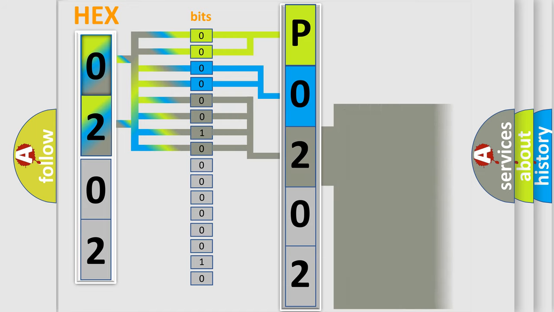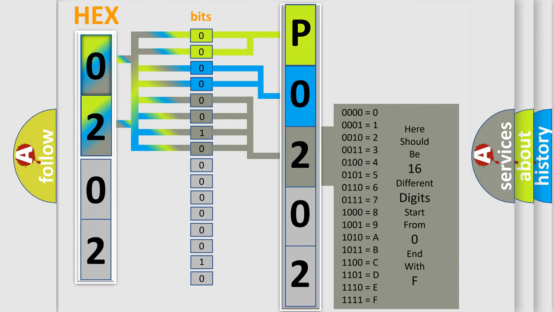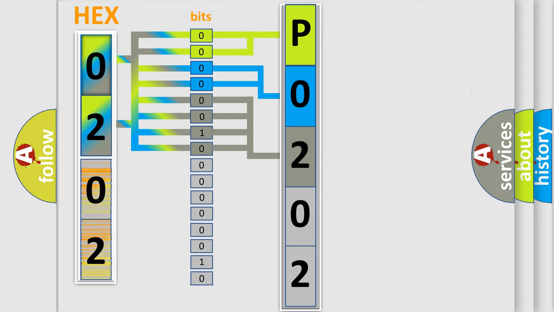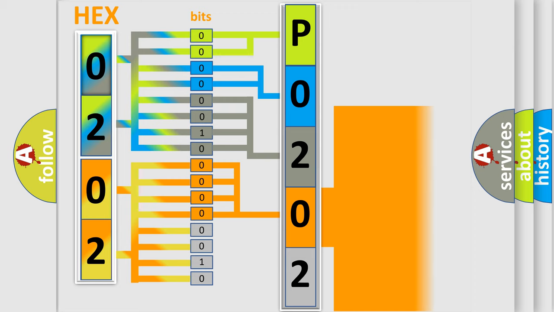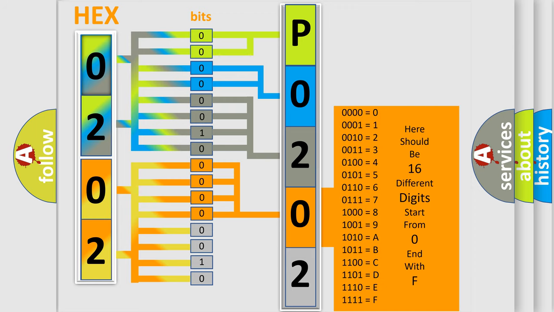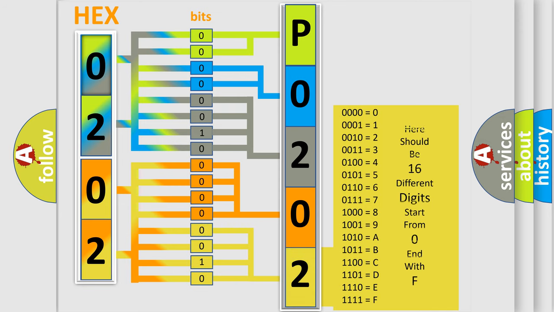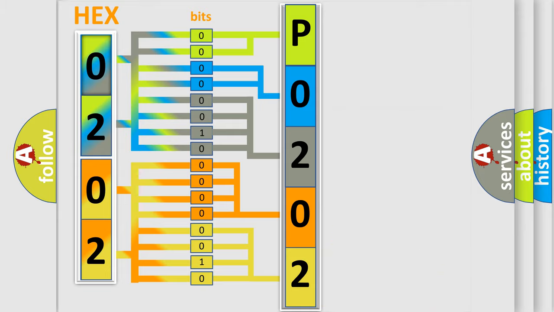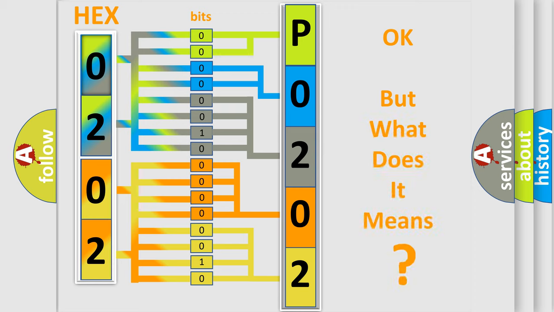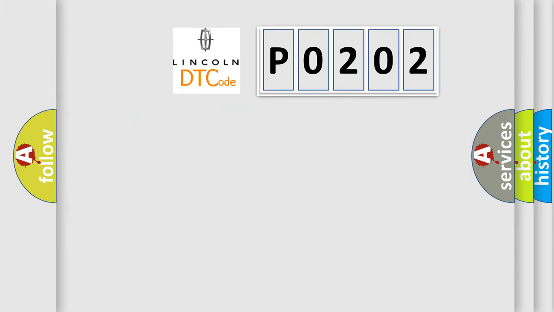The second byte is composed of a combination of 8 bits. The first 4 bits determine the fourth character of the code, and the combination of the last 4 bits defines the fifth character. A single byte conceals 256 possible combinations. We now know in what way the diagnostic tool translates the received information into a more comprehensible format. The number itself does not make sense to us if we cannot assign information to what it actually expresses. So, what does the diagnostic trouble code P0202 interpret specifically for Lincoln vehicles?